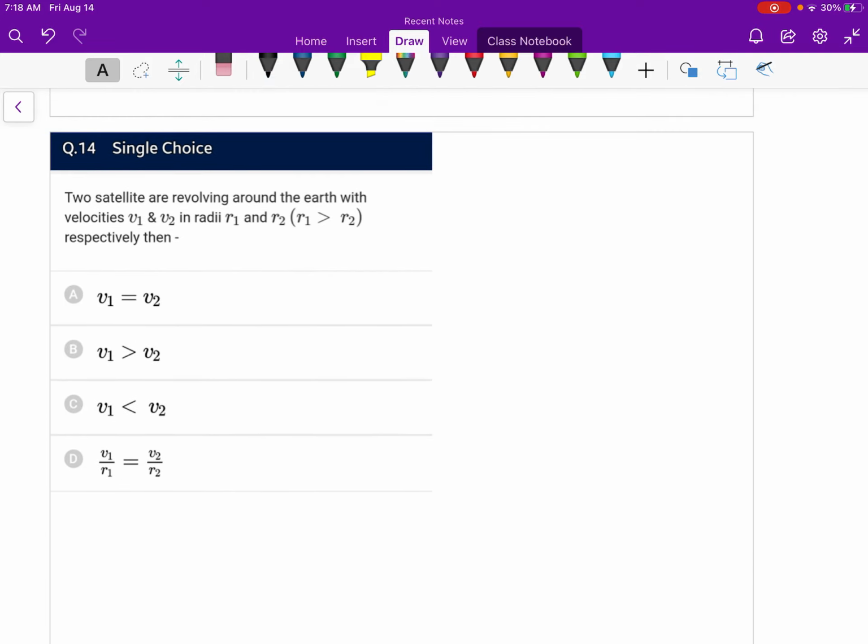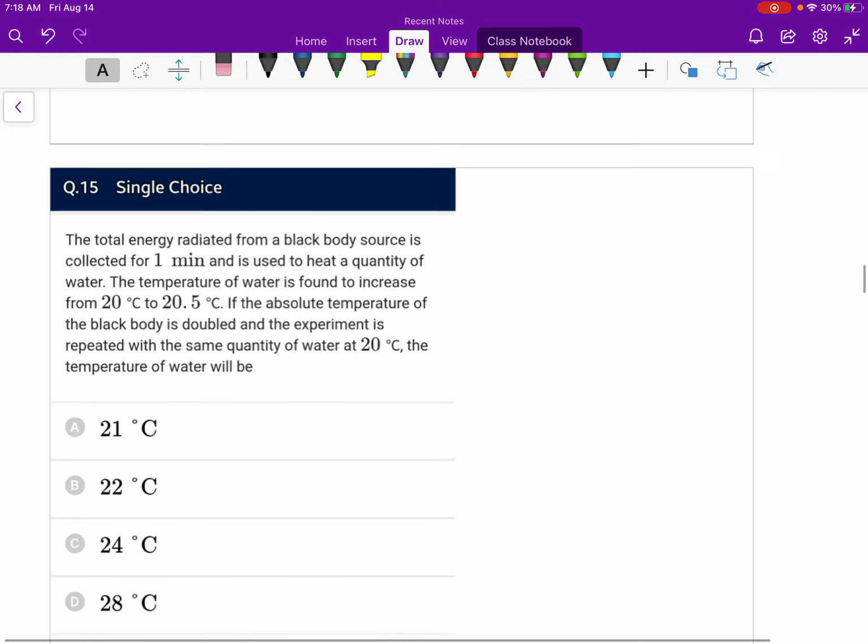Two satellites are revolving around the Earth with speed v1 and v2. So we know v is under root GM by r, so proportional to 1 upon root r. So since r1 is greater than r2, v1 is lesser than v2. So C is the correct option.